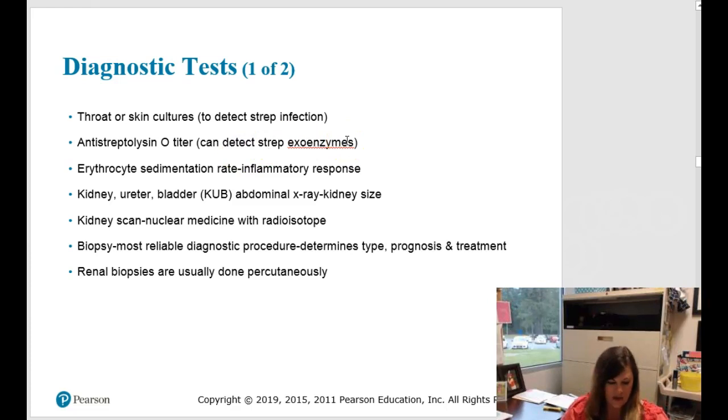We might also do a kidney, ureter, bladder abdominal x-ray. That's a KUB. We used to do that all the time, but we still do that sometimes in this case. Might check a SED rate, a kidney scan, might do a biopsy. That would be the most reliable diagnostic procedure because that would tell us which type of glomerular nephritis or nephritis that we have, what the prognosis is going to be, what the treatment is. But those renal biopsies are done percutaneously, so they kind of go in with a needle that'll take a little sample out, is really what happens.